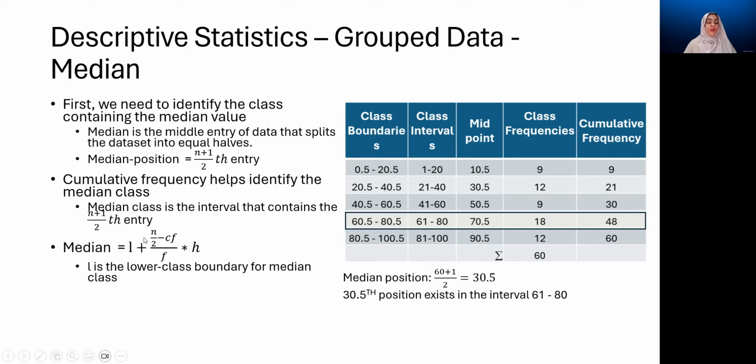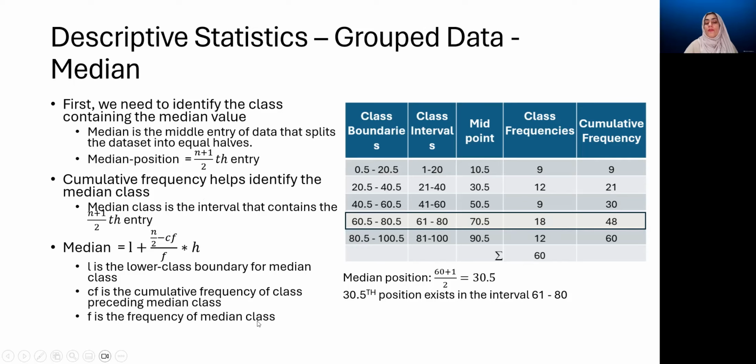The notations in this expression are explained here. L is the lower class boundary for the median class. So we have already identified the median class, and the lower class boundary here is 60.5. N is the number of elements in the data set, which is 60, which we know already. CF is the cumulative frequency of the class preceding the median class. So this is the median class that we have, and this is the class which is preceding it. So we're going to use the cumulative frequency of this class here, represented by this term CF, and F is the frequency of the median class.